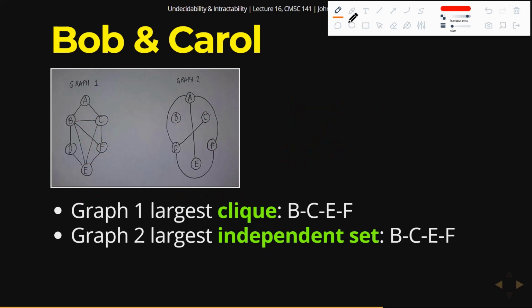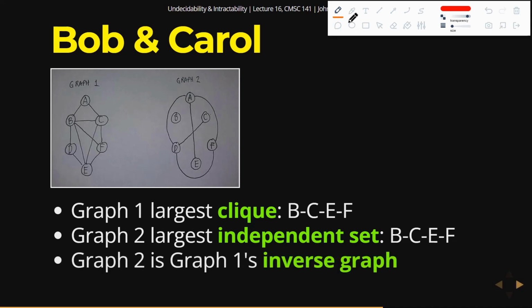Now, can you see the difference between graph 1 and graph 2? How are they related? So try to take a few moments to figure out how the two graphs are different. Okay? Have you figured it out? Graph 2 is actually the inverse graph of graph 1. Now, what does that mean? What does inverse graph mean?